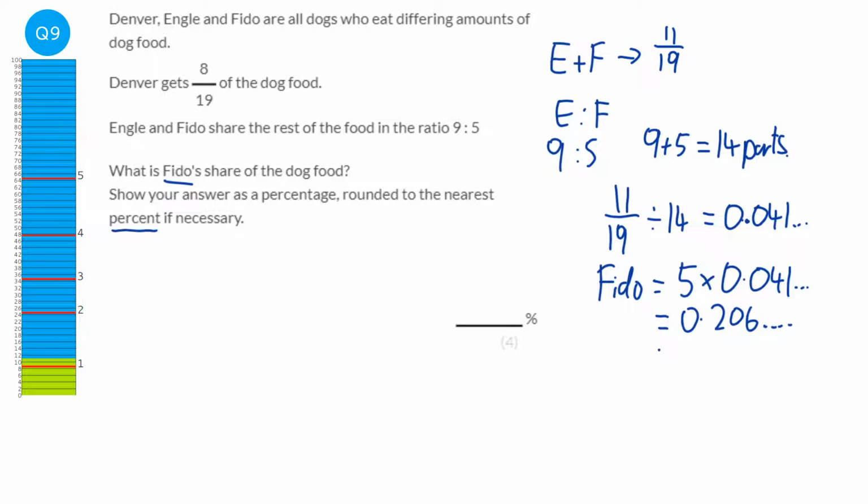So I'm just going to times that by 100. So we have 20.676... percent, and it wants it rounded to the nearest percent, so that would be 20%. Or actually it would be 21%, because this would round it up, so 21%.